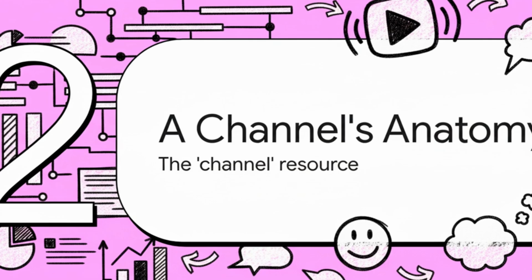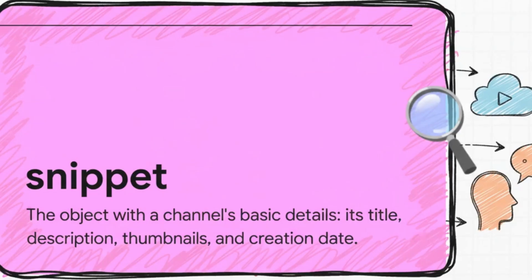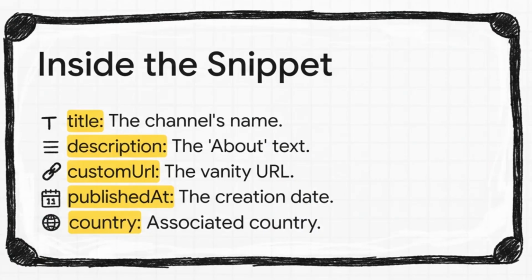So let's unpack it. Probably the easiest way to think about this is to imagine an old-school library card catalog. The entire YouTube API is like that whole cabinet system, and the channel resource is that one specific, super detailed card that tells you everything you need to know about a single publisher. So this channel resource is broken down into different sections, or objects. The very first one, and probably the one you'd recognize the most, is called the snippet. This thing holds all the basic, public-facing information. Yep, these are all the things we see and interact with every day.